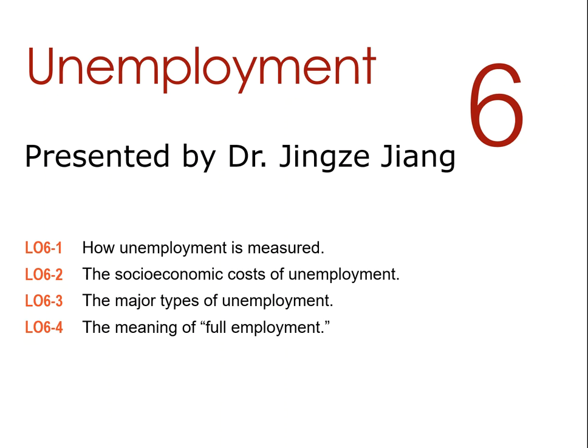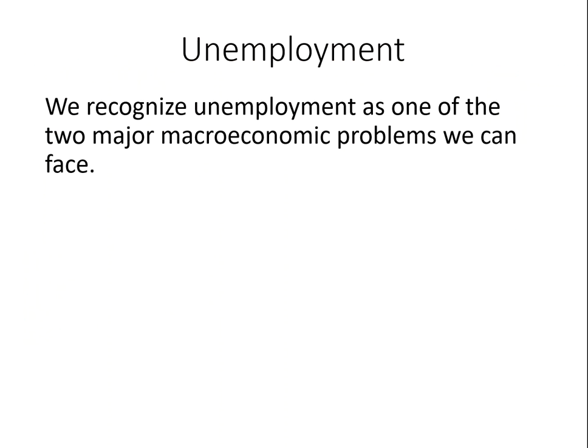After learning this chapter, you should be able to identify how unemployment is measured, the socio-economic cost of unemployment, the major types of unemployment, and also the meaning of full employment. Generally speaking, we recognize unemployment as one of the two major macroeconomic problems we have faced. The two major macroeconomic problems are unemployment and inflation. In this chapter, we will focus on unemployment, and in a future chapter, we will discuss inflation.